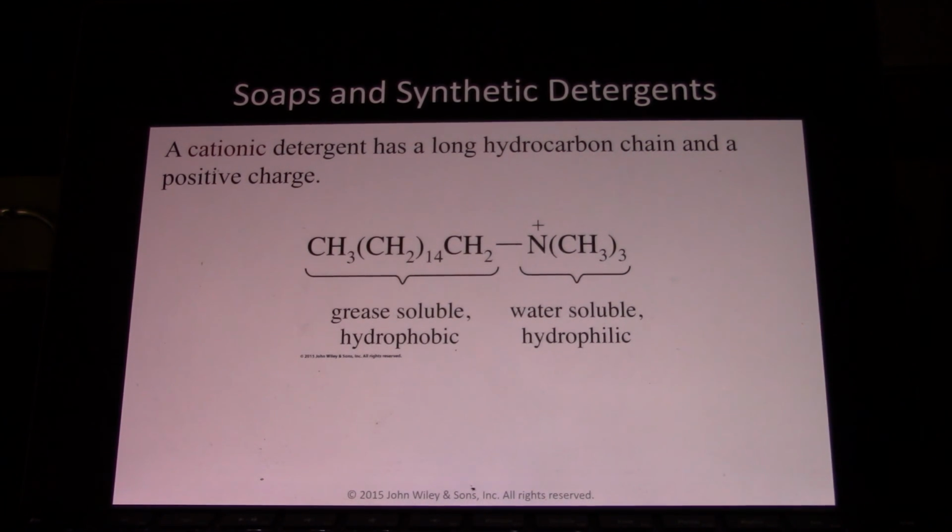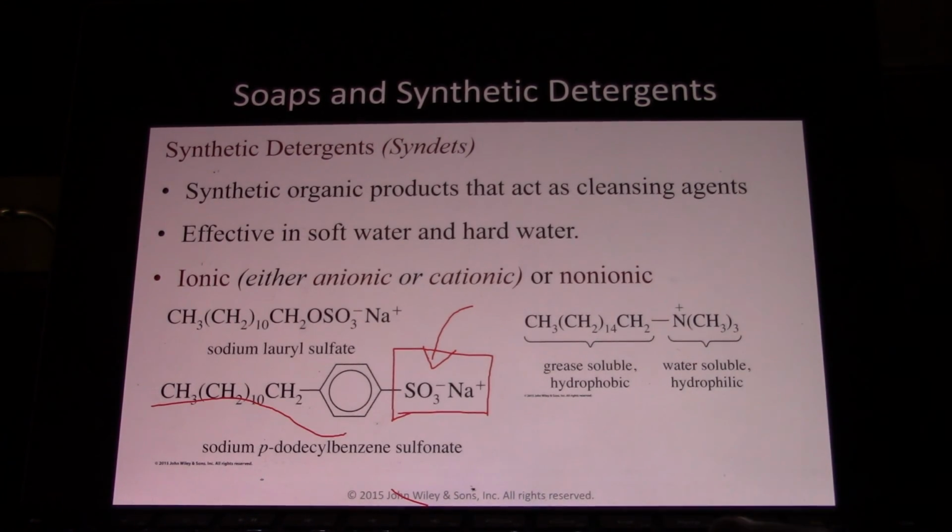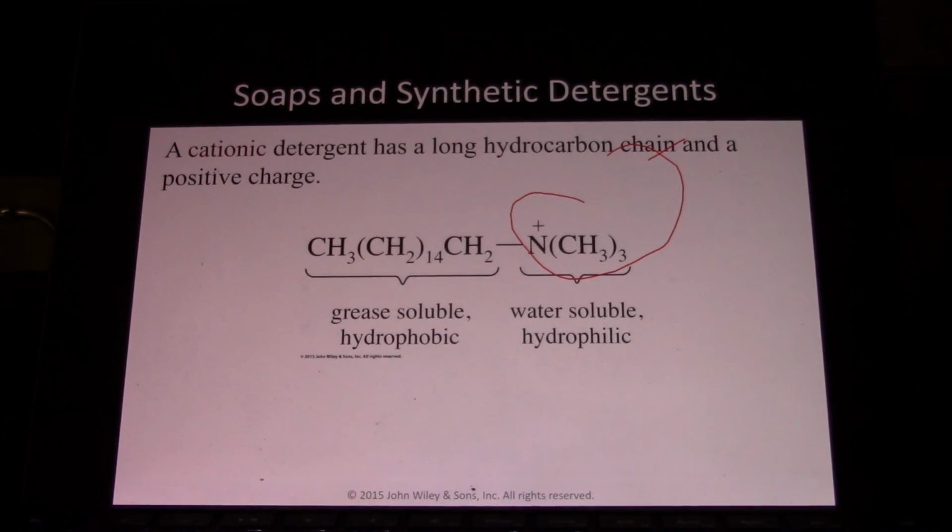And here's a cationic detergent because it has a positive charge. A lot of them have negative charges, like the sulfate heads and the phosphate heads are negative, but some can be a quaternary ammonium salt and be cationic with a positive charge.